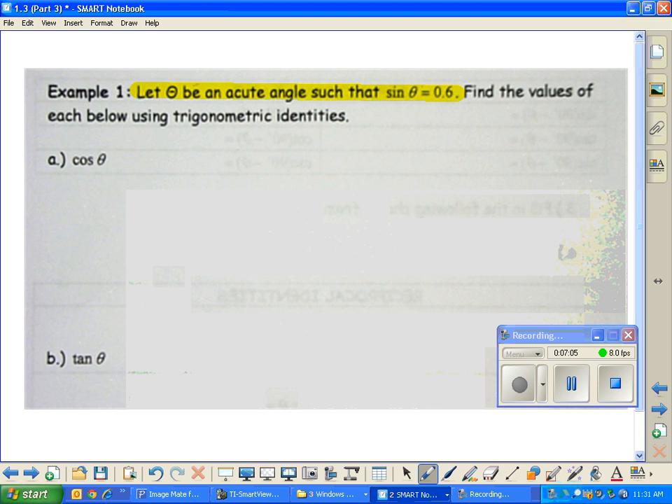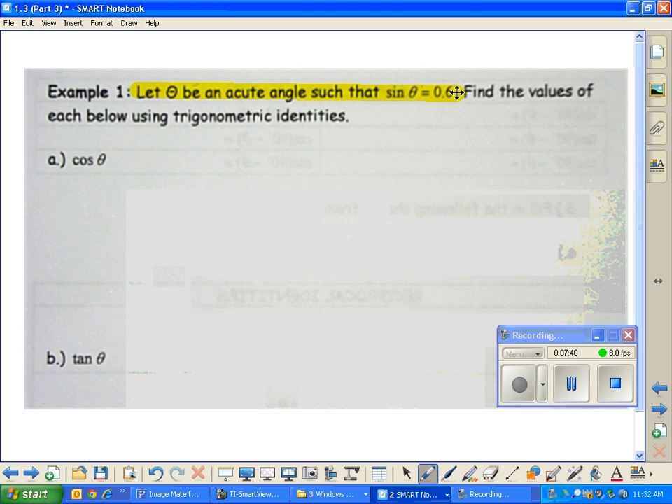And they're asking us to find the values of each of the trig functions below using the trig identities that you just filled out in your warm-up, okay? So this is going to be kind of similar to the process you used in that bookwork where you had something given to you and something to find, and you had to find something that was using both of them. So we have sine of theta and cosine of theta given to us. We need to find some identity that's going to help us solve for cosine of theta.